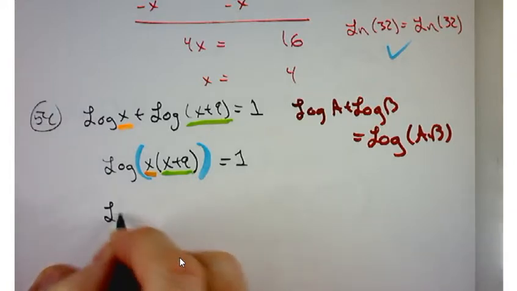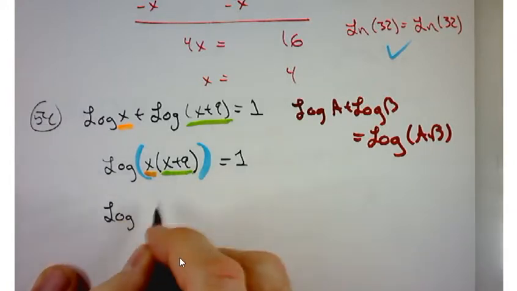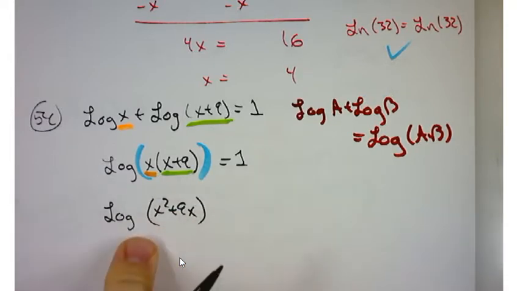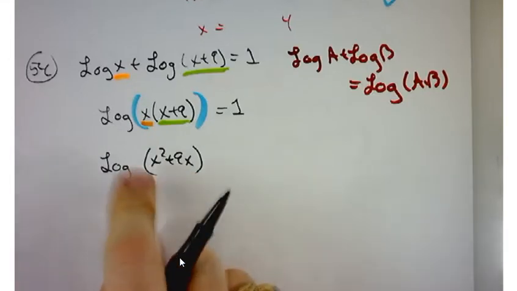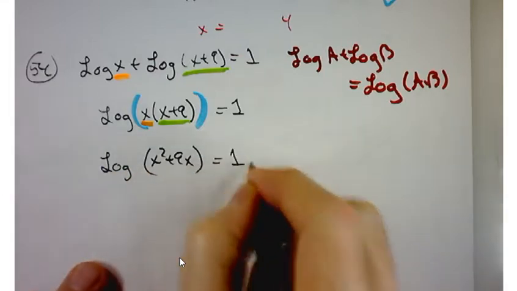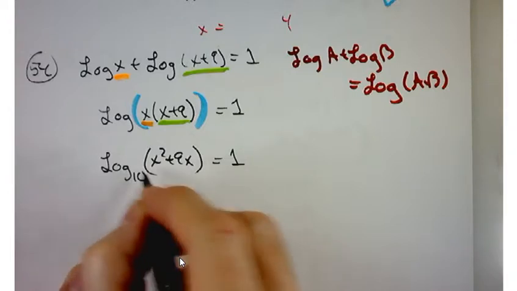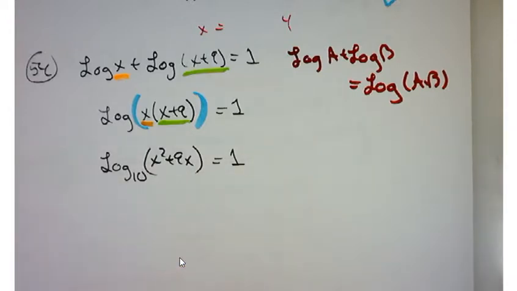Let me do something else here. Let's distribute that. That's going to be x squared plus 9x. Karen A., what base is understood to be here? I'm guessing 10. Thank you. So log base 10 on both sides.